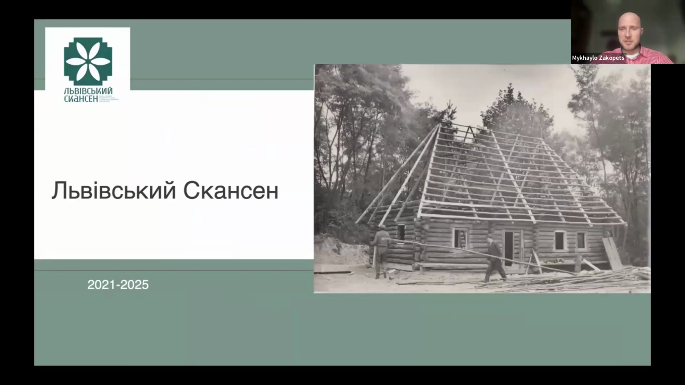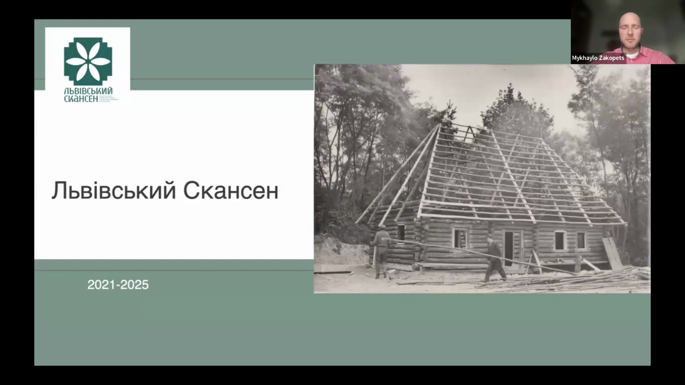So thank you very much for inviting me. It is an honor to be here today and to demonstrate what we're doing in Ukraine in terms of wooden architecture. I am a museum director. I am the director of Lviv Skansen, which is around 50 years old, and this is an open sky museum.